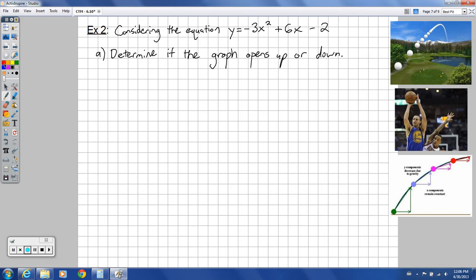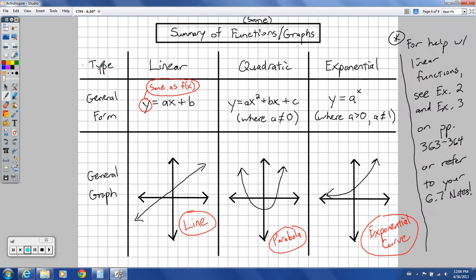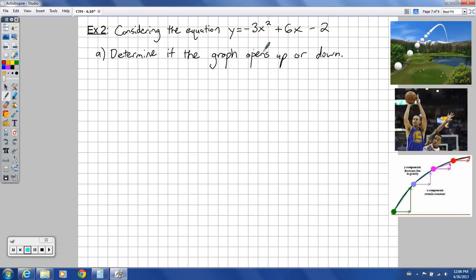So first of all, we have to determine if it's in that general form. Is it in the y equals ax squared plus bx plus c form? Look at that, and yep, sure is. We've got this as my a value though, so let's put that in a different color. Negative 3. My b value is positive 6. My c value is 2.